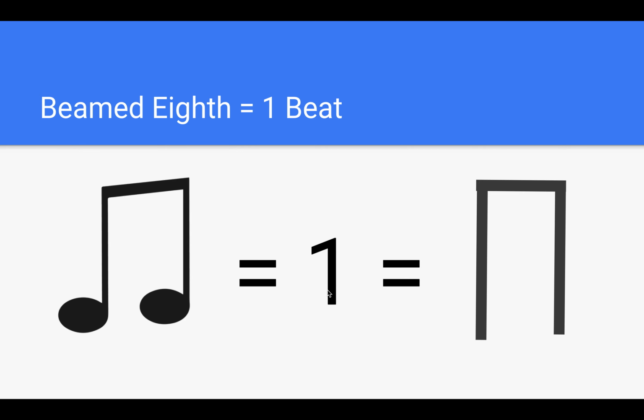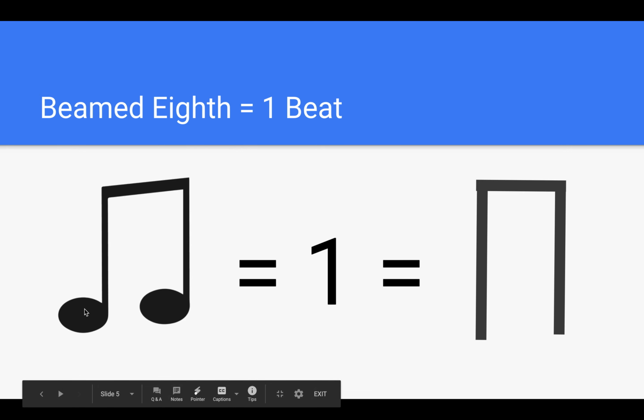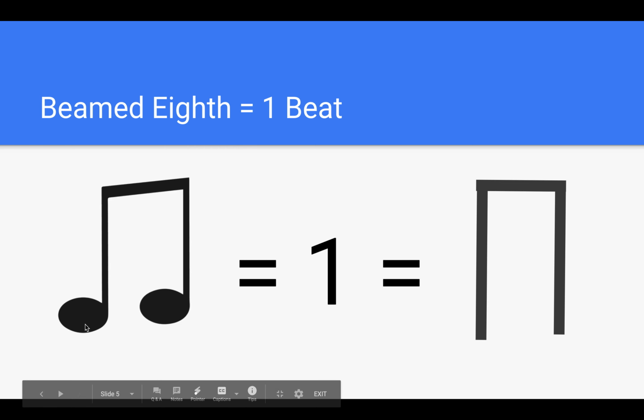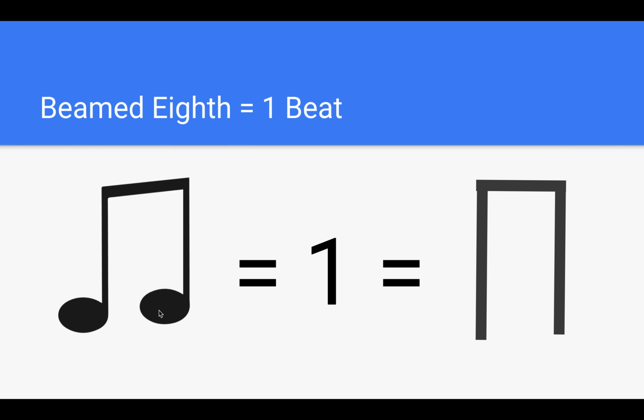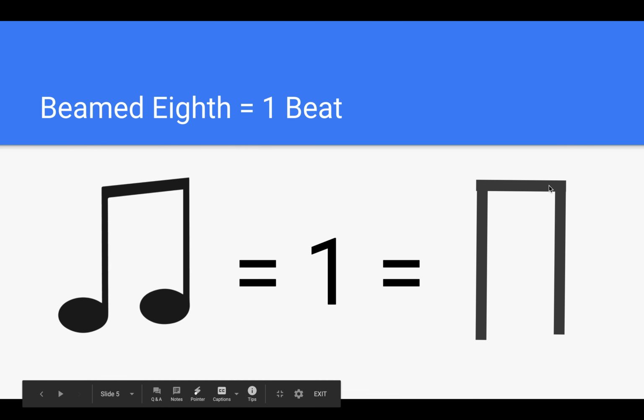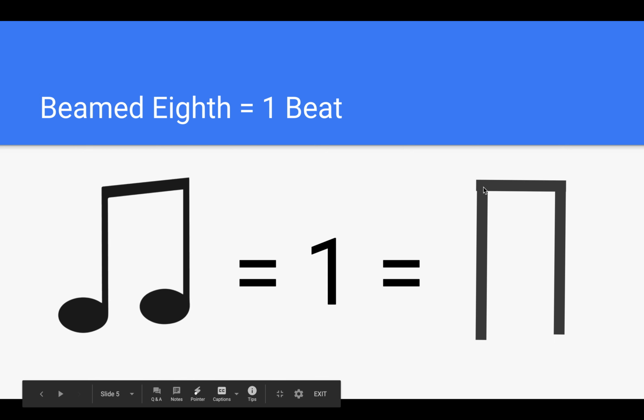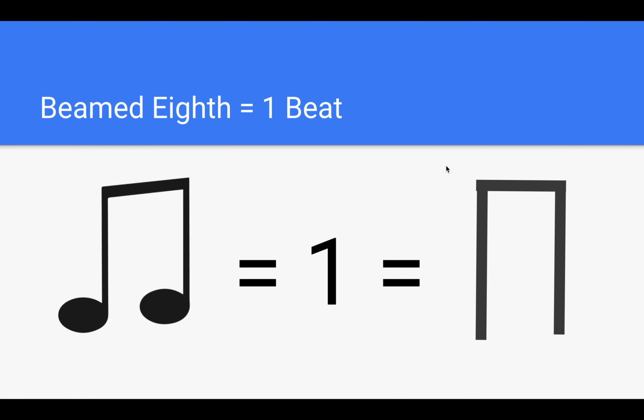And finally, we have a beamed eighth note. This also equals 1 beat. You might remember our eighth note by itself equals half of a beat. So when we put two of them together and beam them together right here, it's a half plus a half. So that brings us to 1. And on your worksheet, it's represented by a shape that looks like this. It looks like the beamed eighth note without the circles at the bottom. So it's 2 lines attached by a third line at the top. And again, this also equals 1 beat.